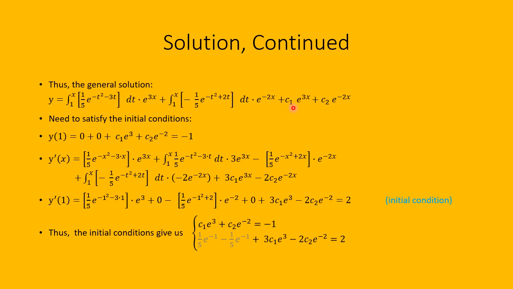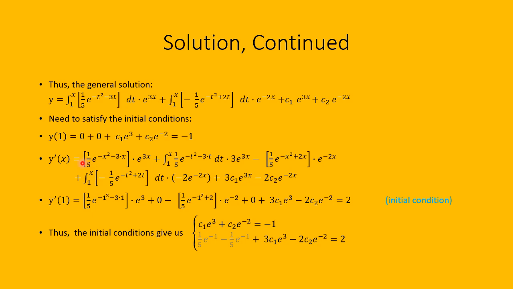If we differentiate c1e to the 3x with respect to x, we get, I guess we already saw it down here, 3c1e to the 3x. And if we differentiate this term with respect to x, we get minus 2c2, makes you think of square dancing, e to the minus 2x. So now let's just evaluate this y prime of x at x equals 1.